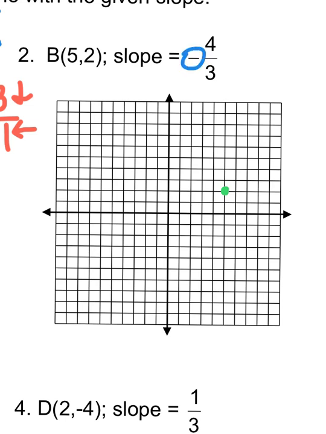This is -4/3. So let's associate that negative with the numerator first. That means we'd go down 4, right 3. So let's go from point B, down 4, right 3. You can see I cannot do that again. Now let's change that up. We'll associate the negative with the denominator this time. You'll see that we'll go up 4 and left 3 from point B. So up 4, left 3, and you can see that it is in the same line.